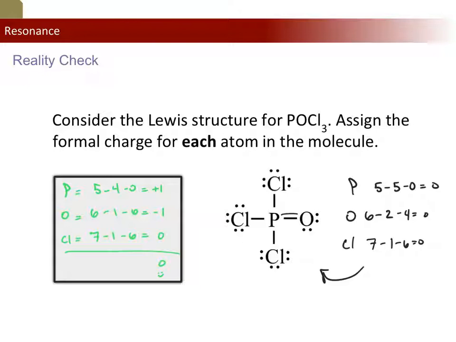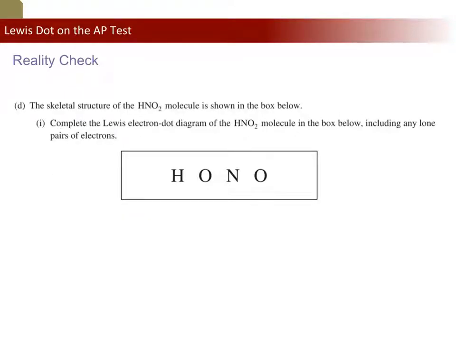is a special case. Finally, we're going to end this video lesson talking about an actual problem from the 2018 test, and this is a Lewis dot structure and sprinkles in formal charge and resonance with it as well. It says the skeletal structure of HNO2 molecule is shown in the box below. And they asked you, they being the college and the test creators, to complete the Lewis dot diagram of HNO2 molecule in the box below, including any lone pairs of electrons.